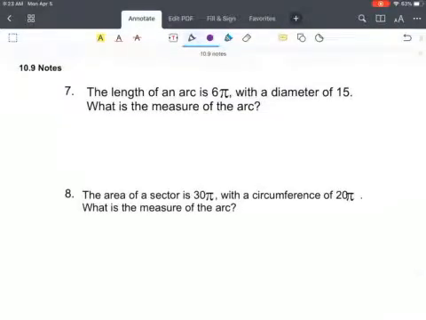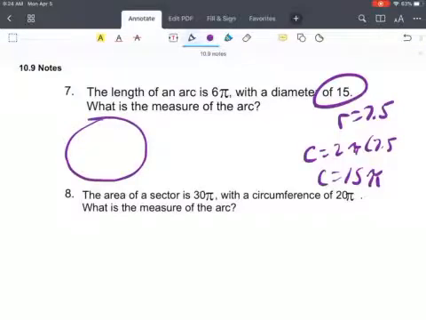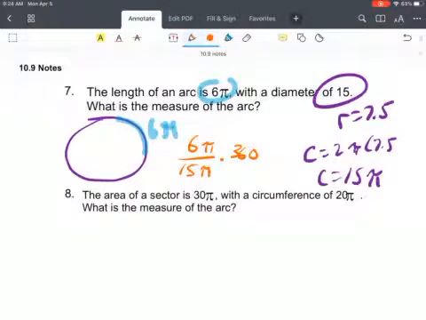The length of the arc is 6 pi with a diameter of 15. What is the measure there? So we're going to work a little backwards here. If the diameter is 15, that means our radius is 7.5. So we could think about what is the entire perimeter of the circle. The circumference being 2 pi times 7.5, the entire circumference is 15 pi. So around the whole circle is 15 pi, but just the portion that we're talking about is 6 pi. So we have 6 pi out of a possible 15 pi multiplied by our 360 degrees in the circle, which means that the measure of that arc has to be 144 degrees.